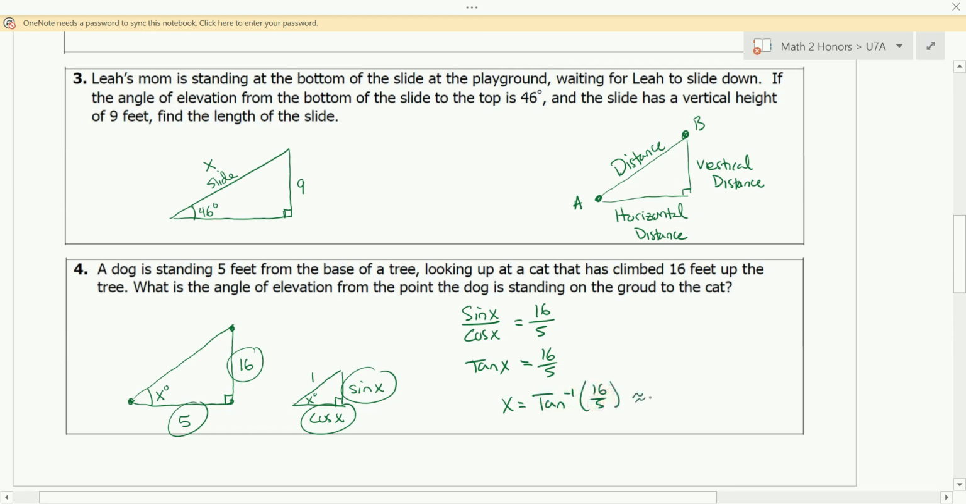And what are we getting? 72.6. And because it's a word problem, look for units. Degrees. It's an angle, not feet, right? Degrees. Okay. All right, turn the page.